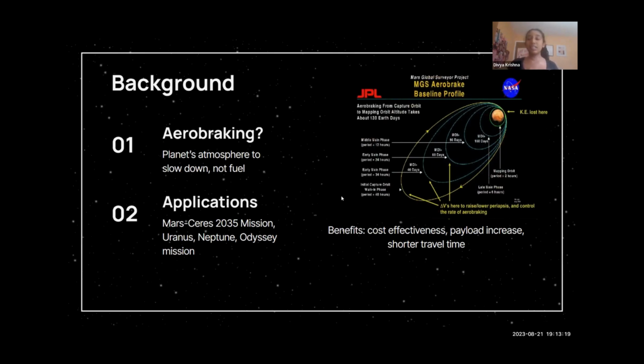This application can be used in the first human Earth and Mars mission in 2035, on other planets such as Uranus and Neptune, and as seen in the early 2000s, which used aerobraking in the Odyssey mission.